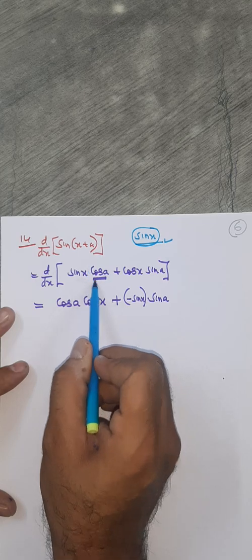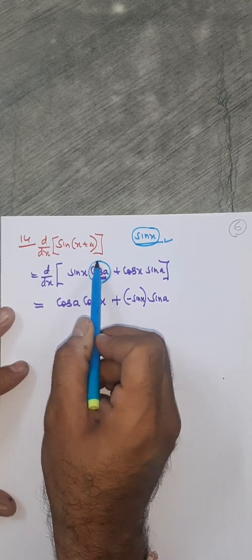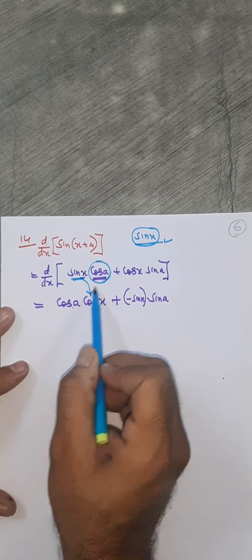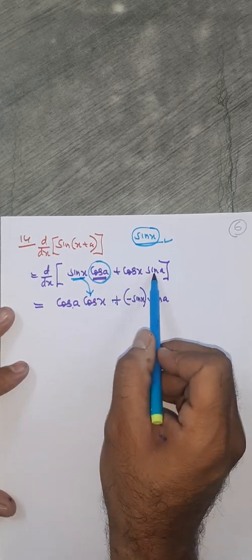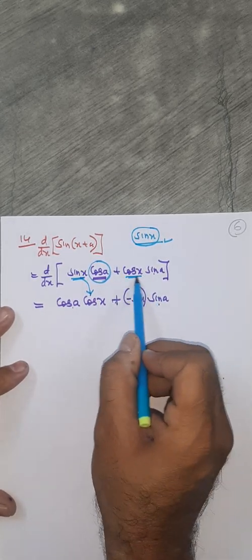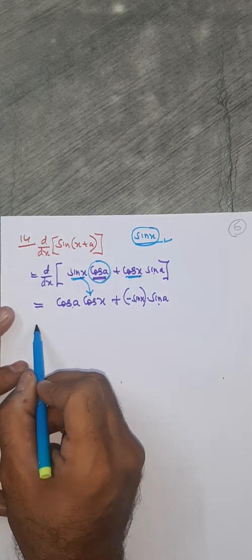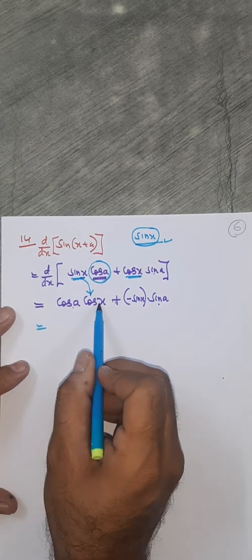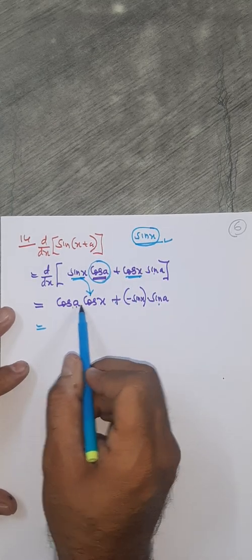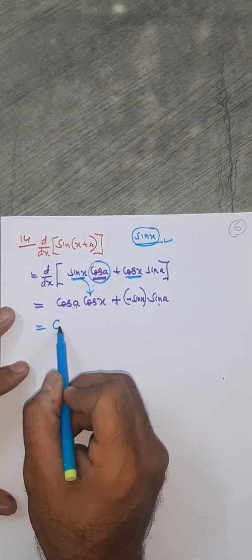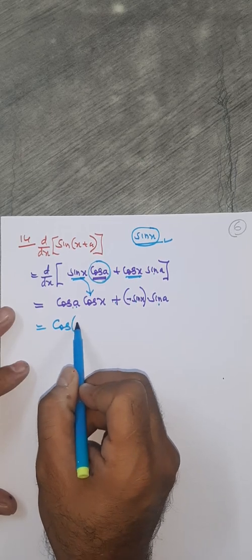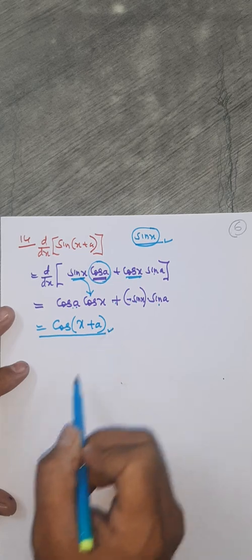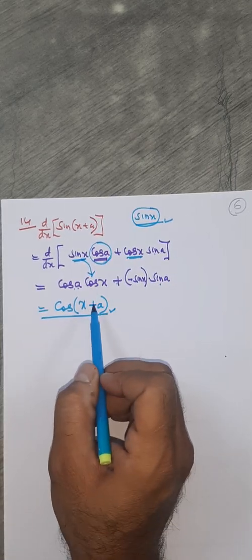Now cos a is a constant because there is no x, so this one as it is. What's the derivative of sine? Cos. Plus as it is, sine a being constant as it is. What's the derivative of cos? Minus sine. Now if you observe this, this is just the addition formula. Which formula? Cos x into cos a minus sin x into sin a, which is nothing but cos of x plus a. You expand this, you will get the above step.